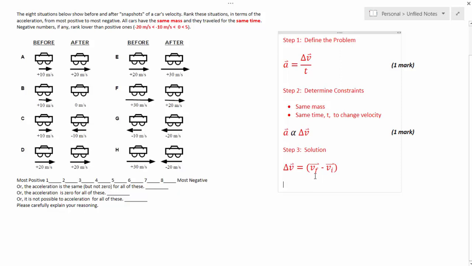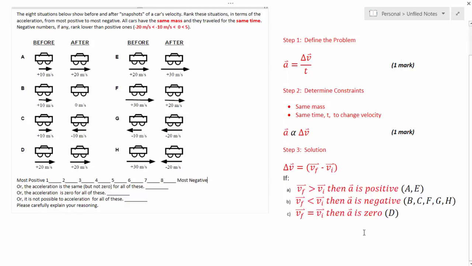So provided v final is greater than v initial, we'll get a positive change in velocity. If v final is less than v initial, we'll get a negative. And if v final equals v initial, we'll get 0. So let's organize these three categories and then we can determine our ranking. It's important that you include this step because it shows that you really understand the question and you're actually fleshing out the physics. So I've got 3 comments here.